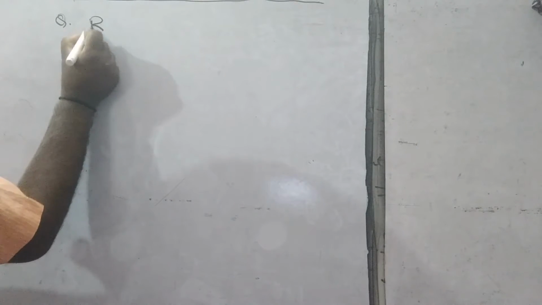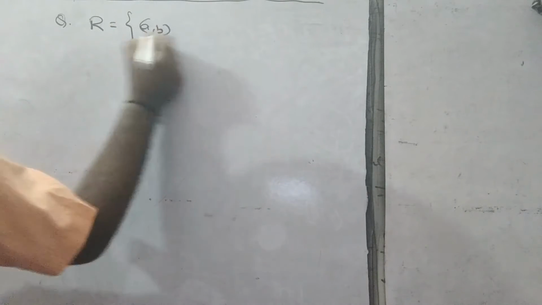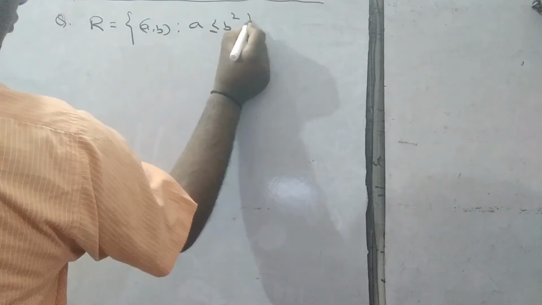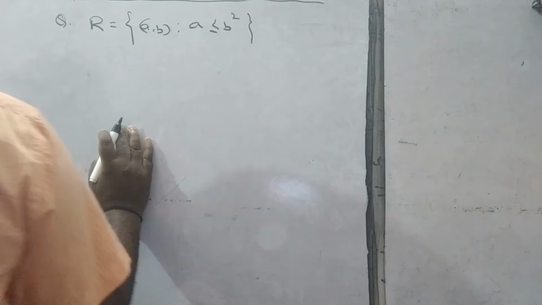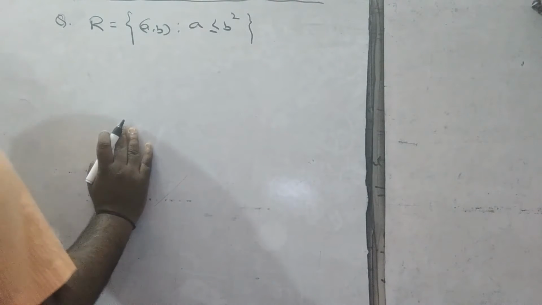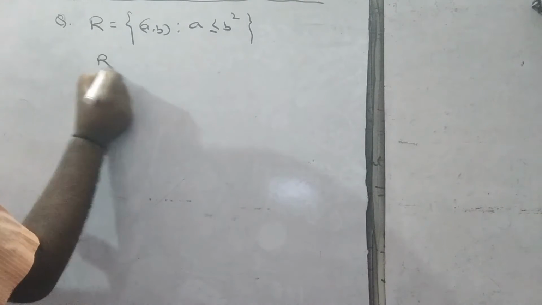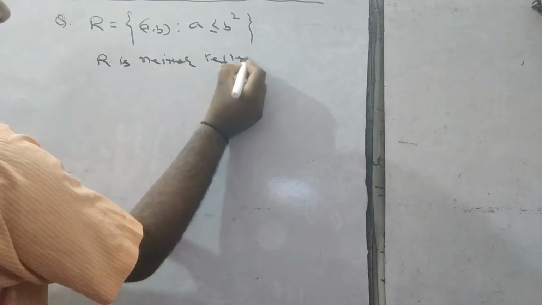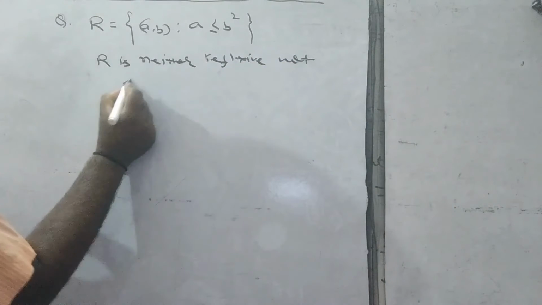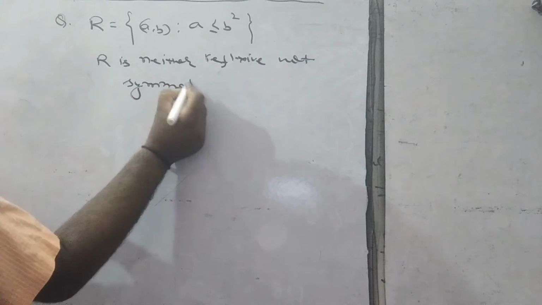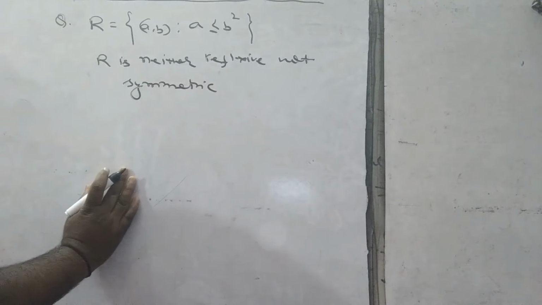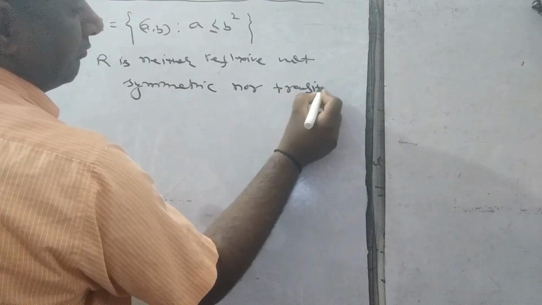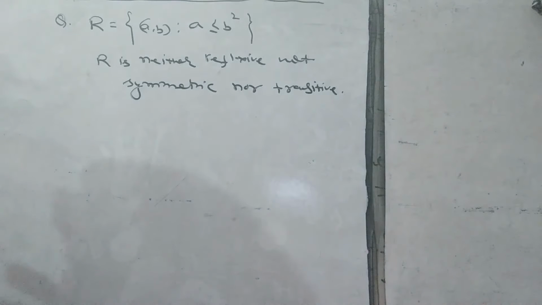given relation R is {(a, b)} such that a is less than or equal to b squared. We have to prove that R is neither reflexive, nor symmetric, nor transitive. Solution.